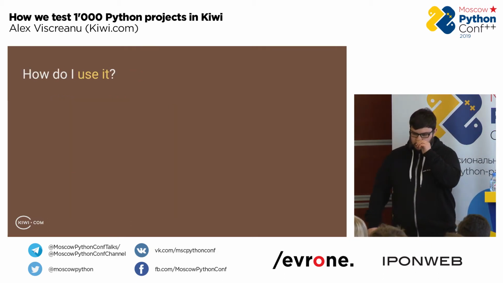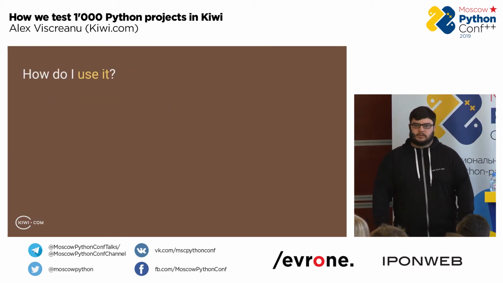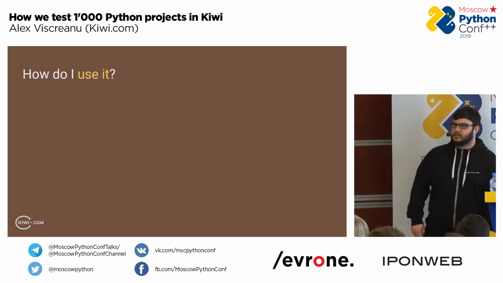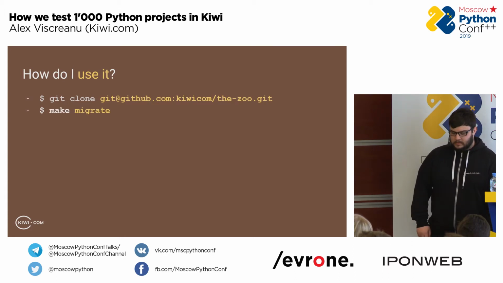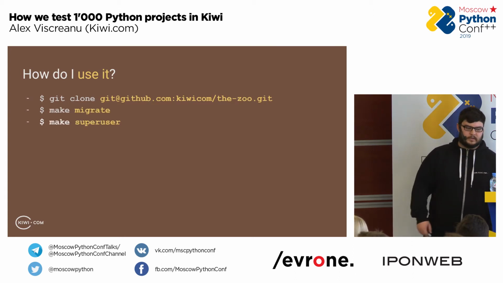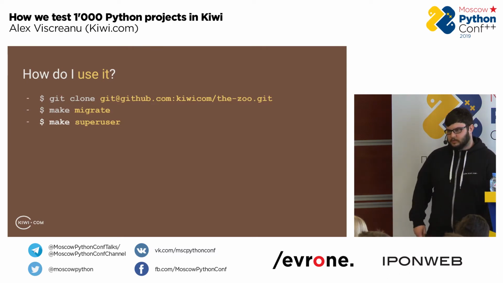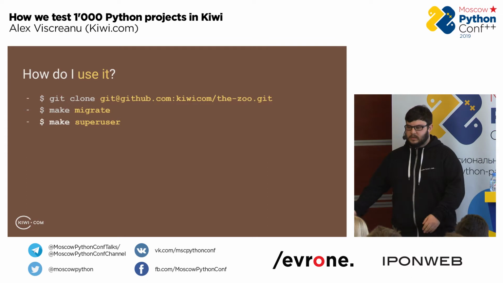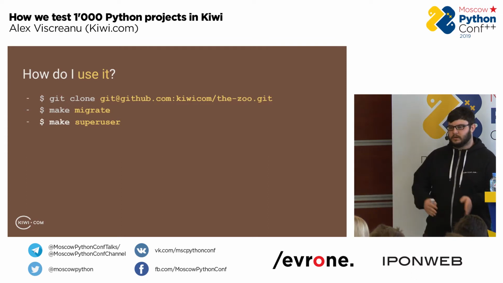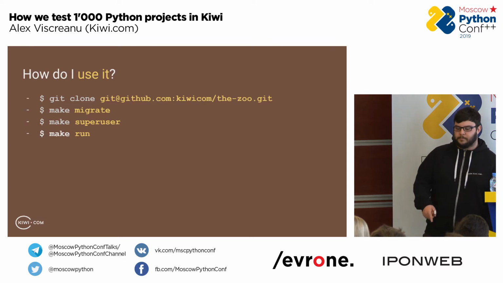So how do you use Zoo? Right now, it's a very easy process. First step is just clone the repository from GitHub. Then run the migrations. Create a superuser. It's a Django application, so I will explain that later, but yeah, it's a standard Django application, so run migrations, create superuser, and there you are, up to go.